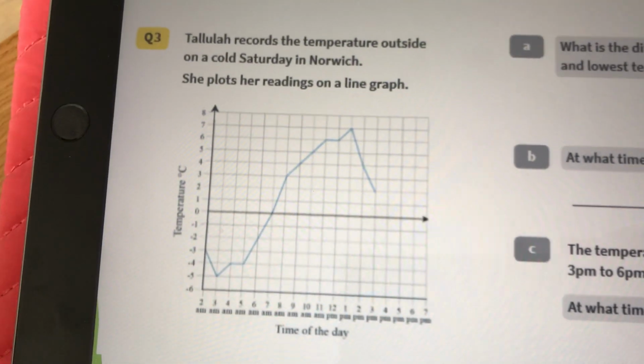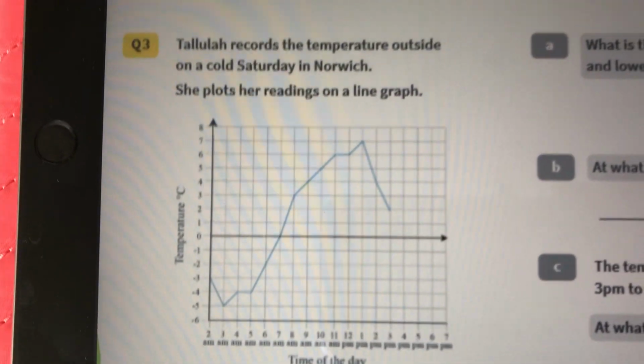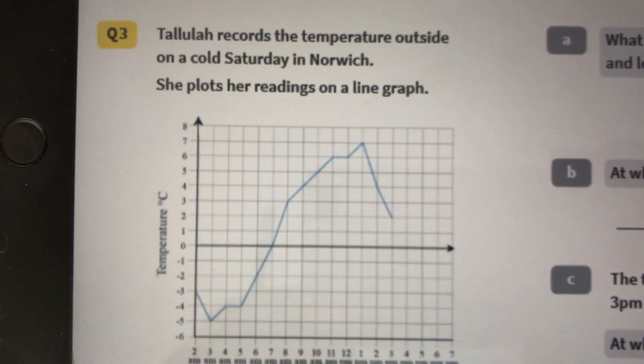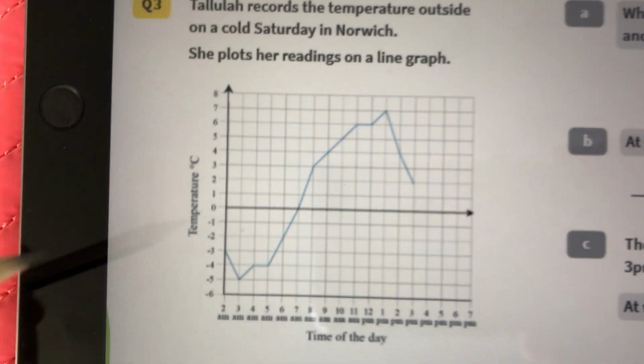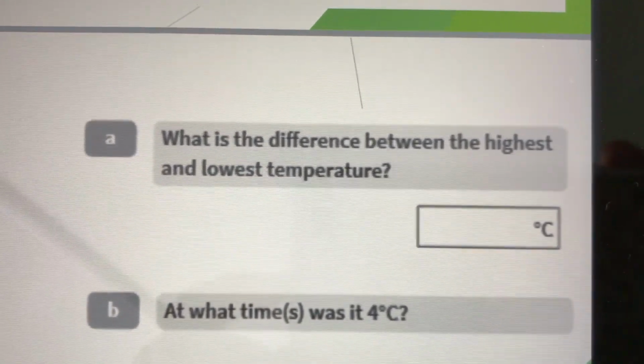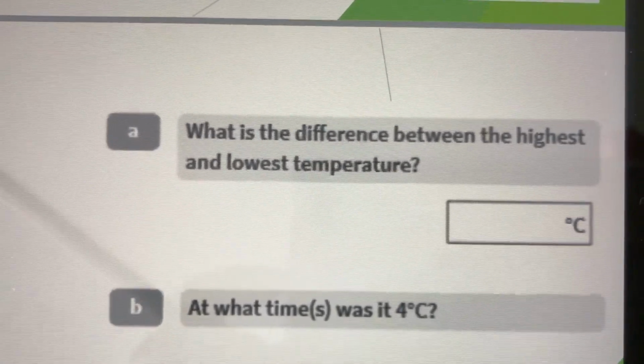So question 3. So for question 3, it says, Tallulah records the temperature outside on a cold Saturday in Norwich. She plots her readings on the line graph. So we can see it's cold because some of the temperatures go below 0 and then it warms up later in the day. What's the difference between the highest and the lowest temperature?